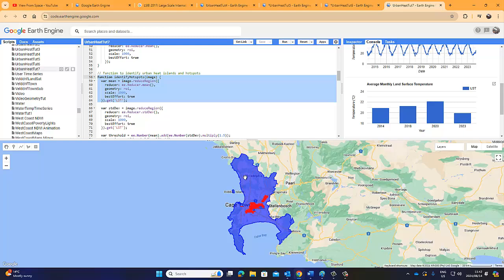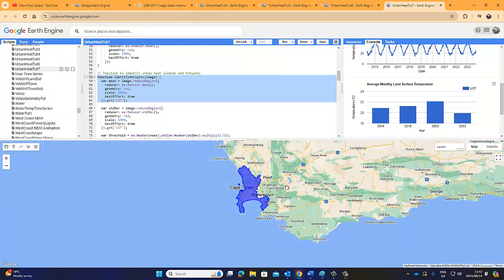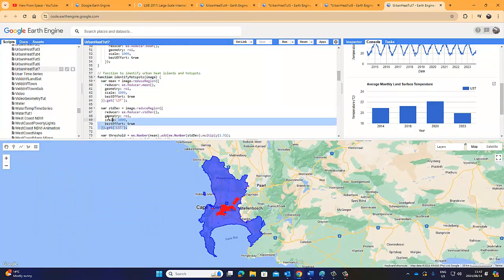I hope that makes sense. Okay, and we also calculate a standard deviation. Also calculate the standard deviation based on our land surface temperature band. Remember our land surface. The best effort is we add it in here.